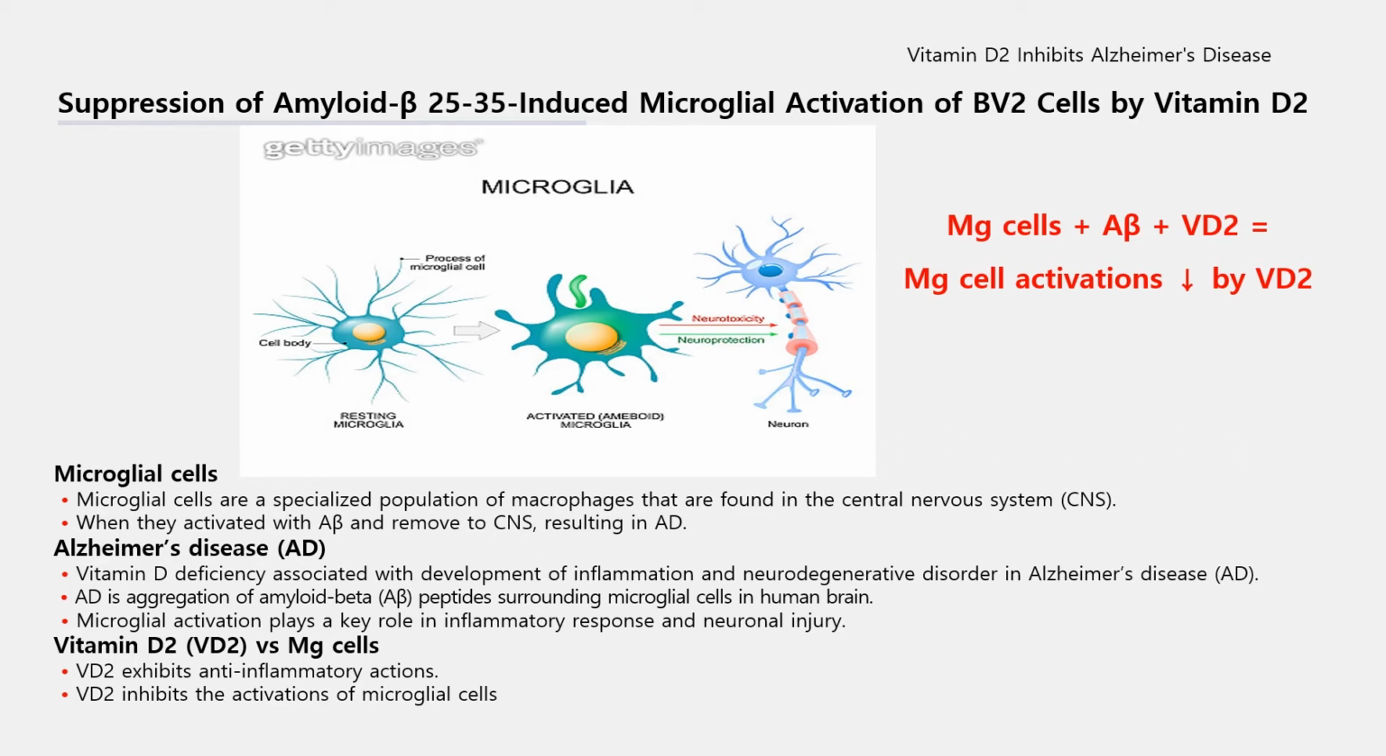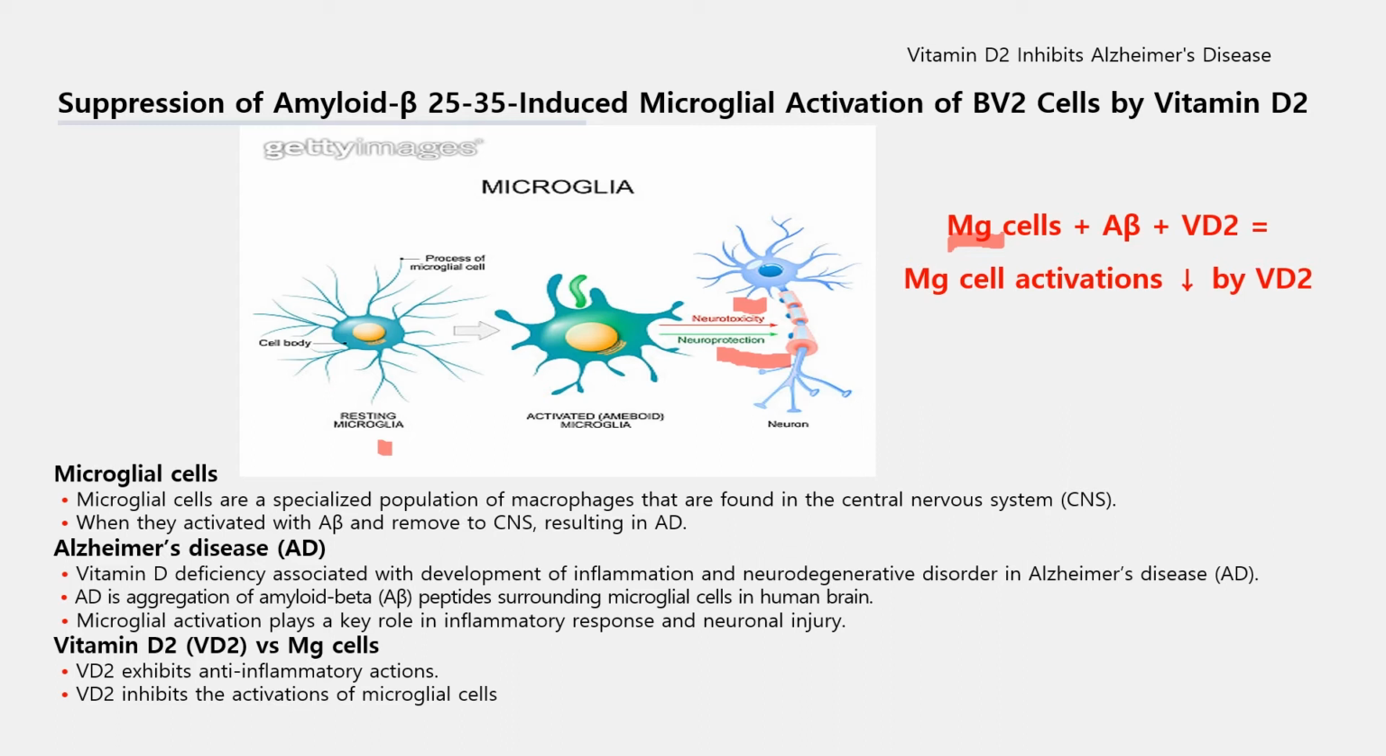Okay, these are microglial cells. The first function of microglial cells is to stabilize nervous cells. But when these cells are activated by some kind of activators to give inflammatory reactions, they can damage nervous cells and cause Alzheimer's disease. This is the damage.